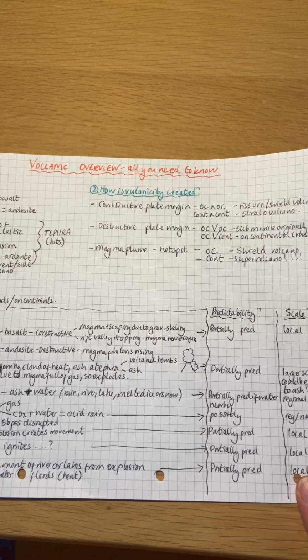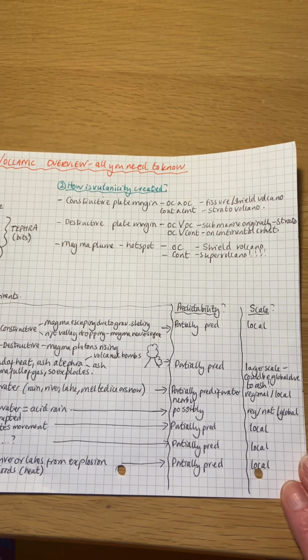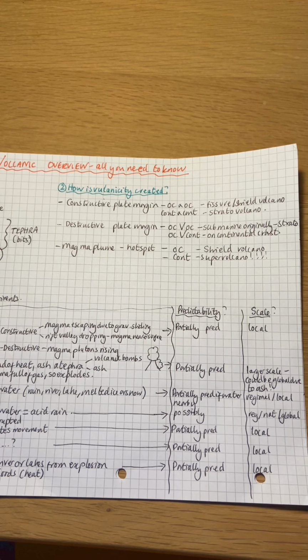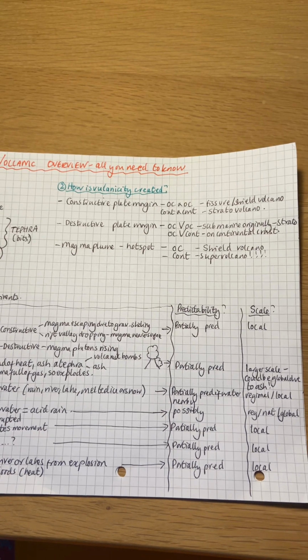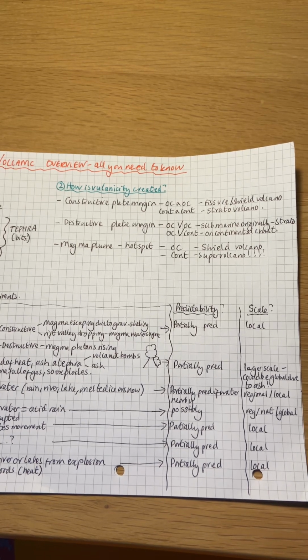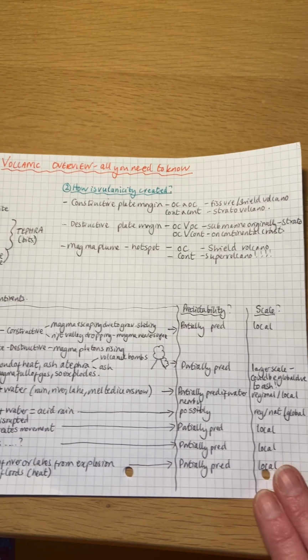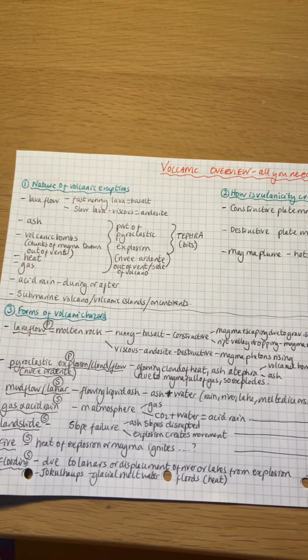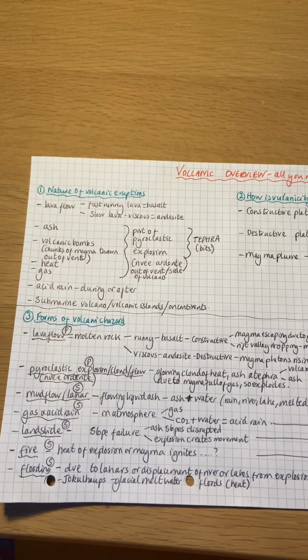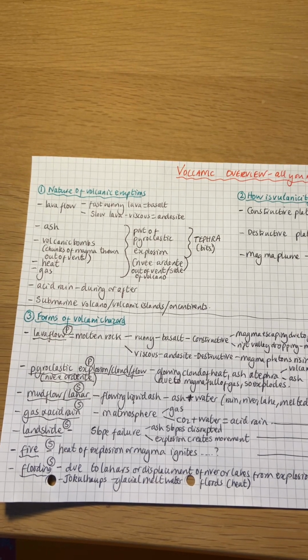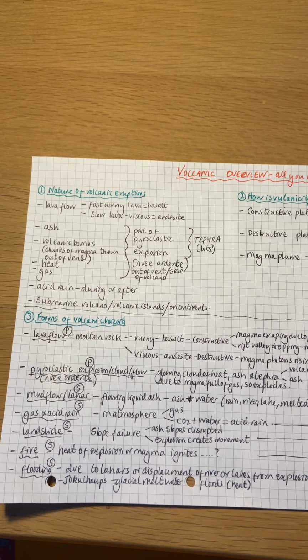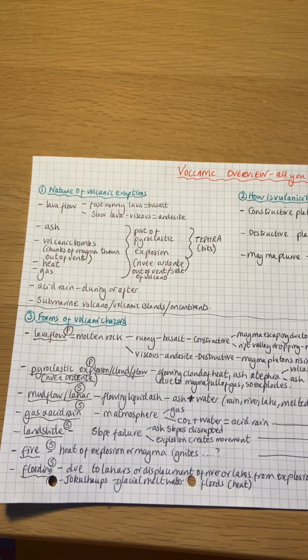Is it predictable? Partially predictable. Again, more about that in a minute. Slightly larger scale, because you've got ash involved, it could potentially be global, because the ash could be sent higher into the atmosphere. Sorry, I forgot to say, the pyroclastic explosion is primary, so it's the first thing that comes out of the vent at the top.